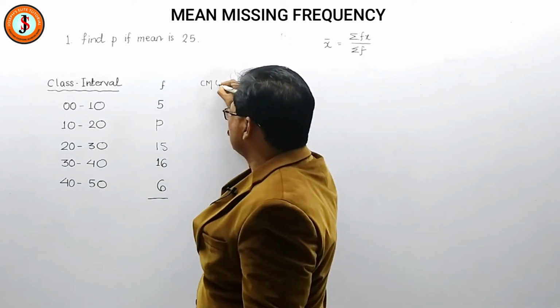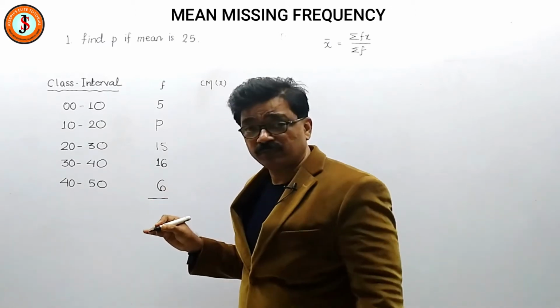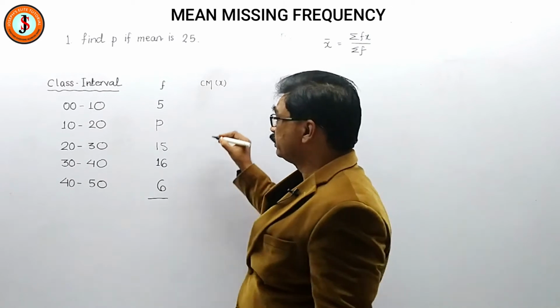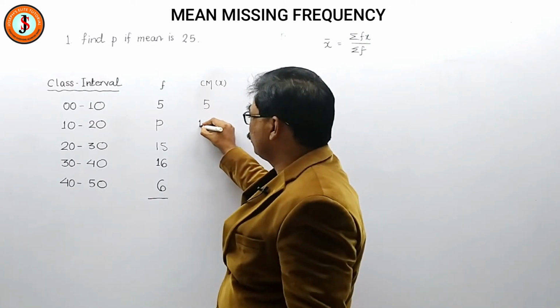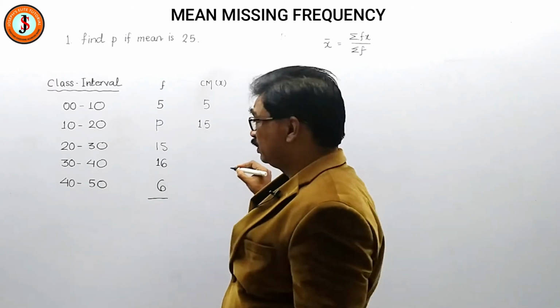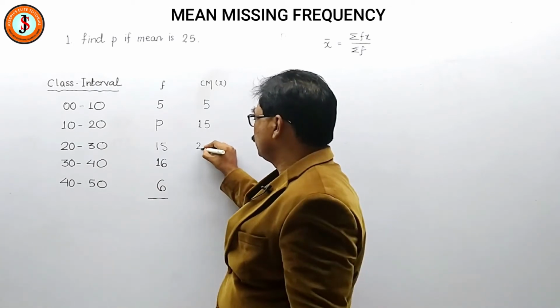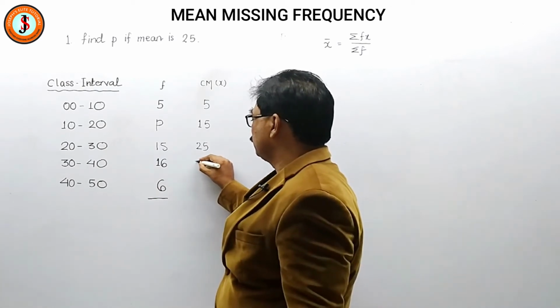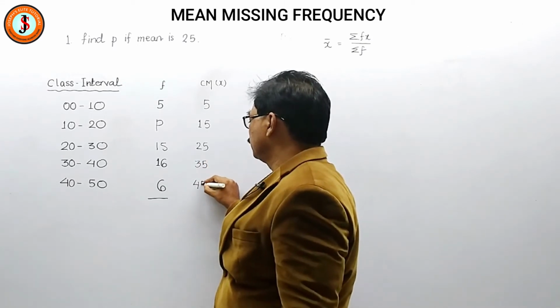We take out the class marks, we name it as X column. So class marks is what? Upper limit plus lower limit by 2. So 10 plus 0 by 2 is 5, then 20 plus 10 by 2 is 15, then this will be 25, this will be 35, this will be 45.